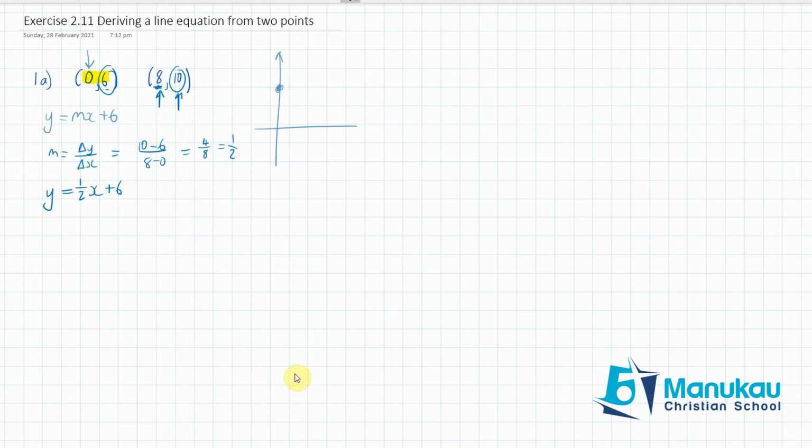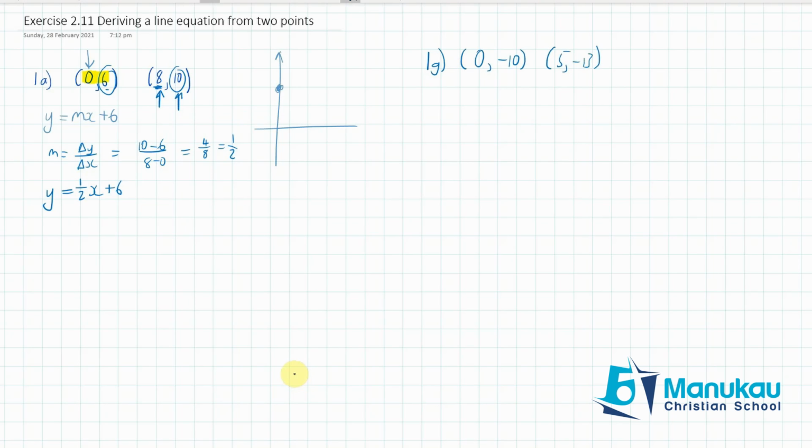So they're not all going to be that easy. I'll try one more similar one to this. I'm going to do number 1g, and the 2 points that I've got here are 0, minus 10, and my other one is 5, minus 13.